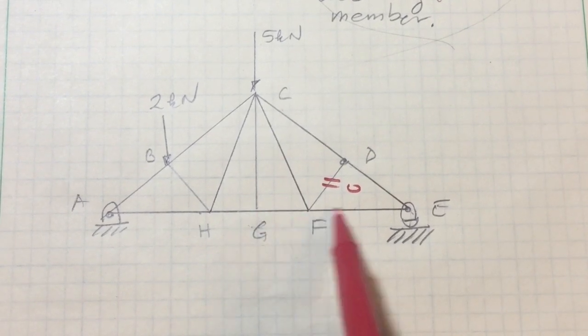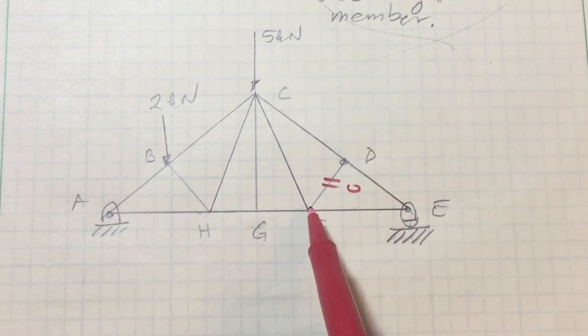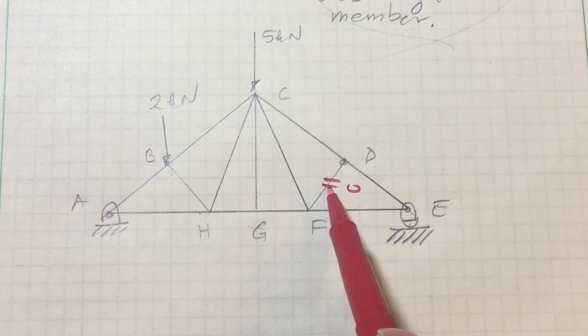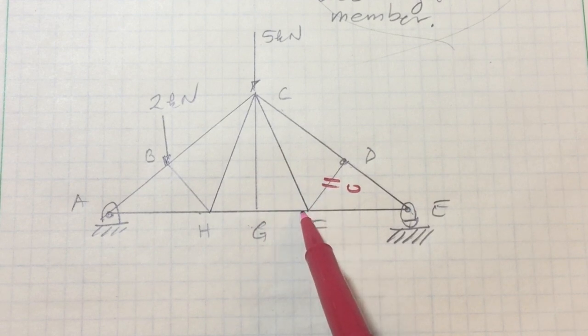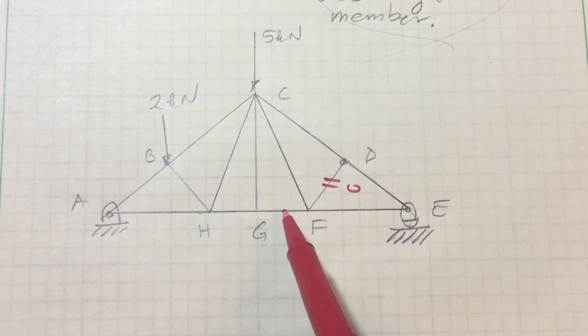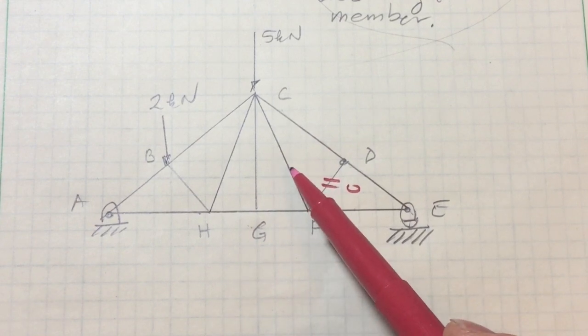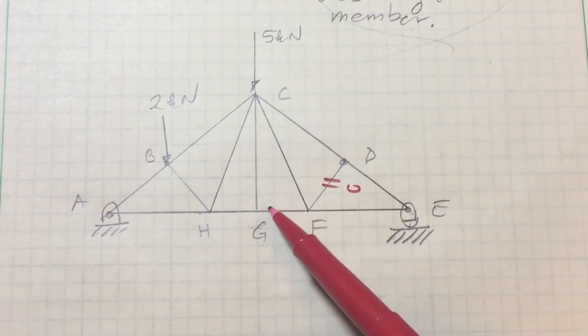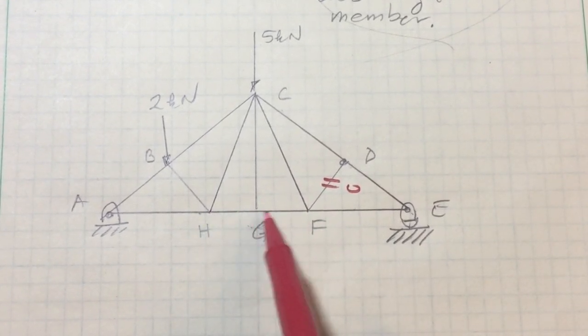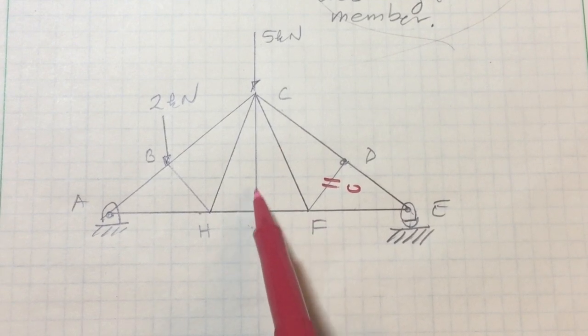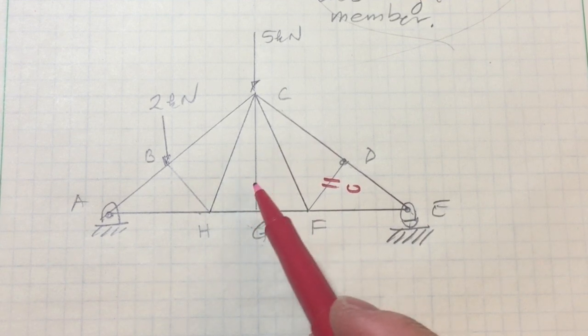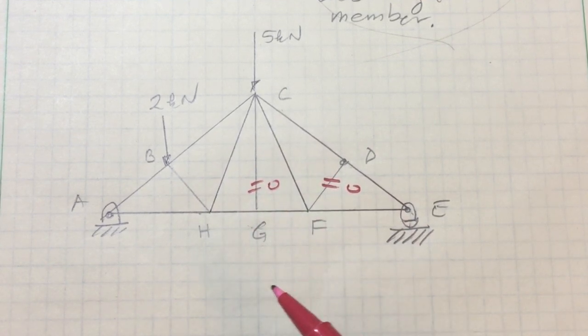We know that GF and FE are collinear, but it has actually two other members attached to it. So we're not going to look at that joint, nor do we even consider that CF even has a potential to be a zero force member. We note that HG and GF are collinear and it has this third member. There are no forces acting on it, therefore it is a zero force member.